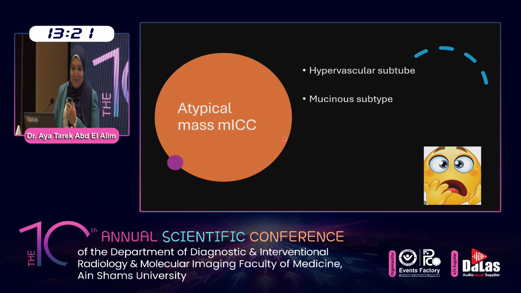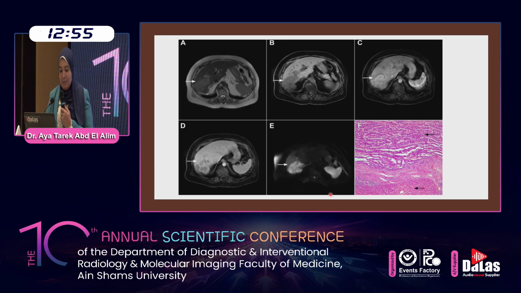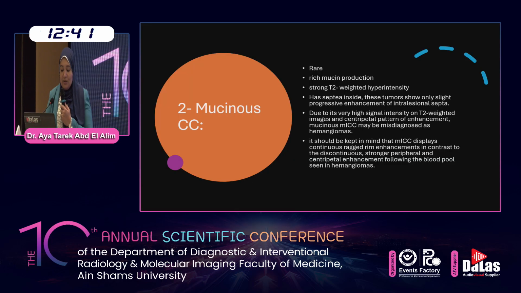We have a typical form of mass forming, hypervascular and mucinous form. As we said, cholangiocarcinoma is a fibrous tumor. If it has vascular stroma, it will lead to misinterpretation and diagnostic dilemma. The vascular form is common in cirrhotic liver and has better prognosis. And as it is not fibrous, it will have arterial enhancement and washout, so it will look like HCC. As we can see, if we face this in our diagnostic report, we'll say HCC, cirrhotic liver, heterogeneous arterial enhancement, and washout. But this case is proven to be vascular cholangiocarcinoma.